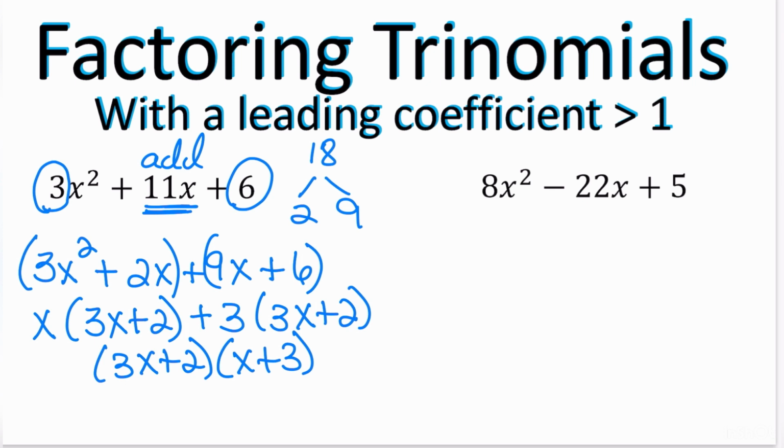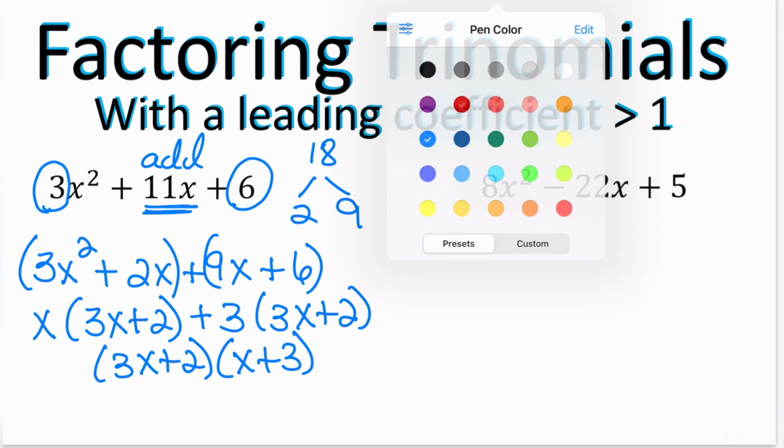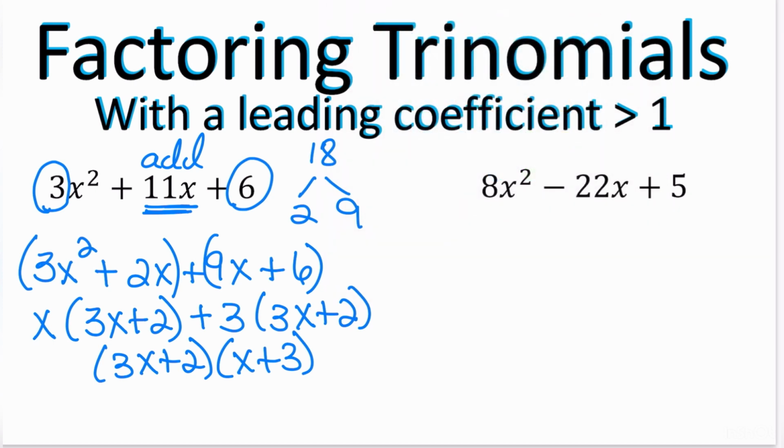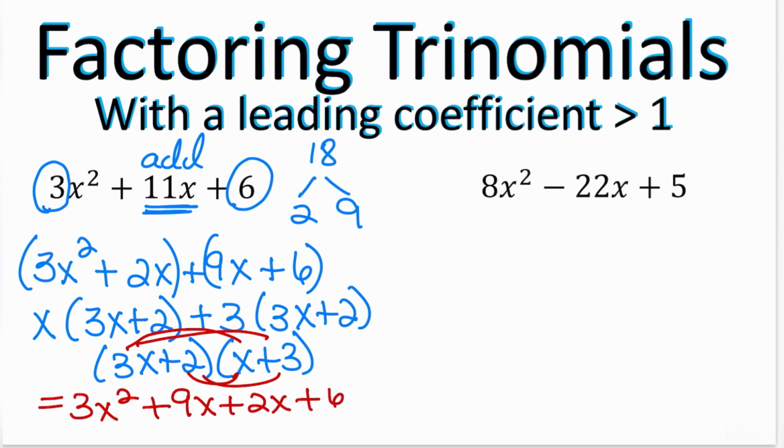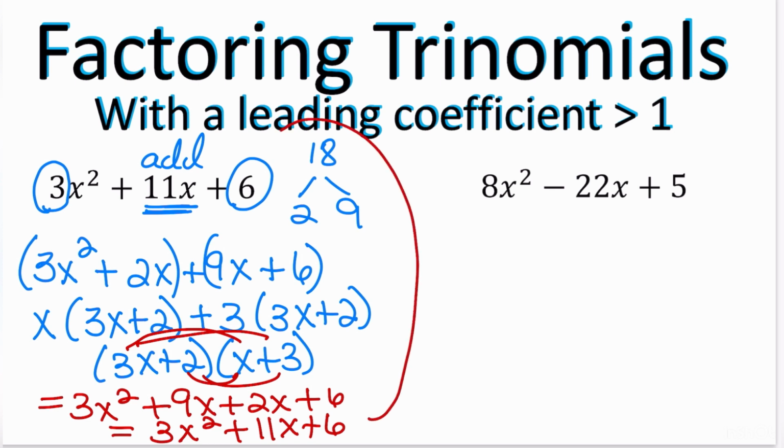And the way I've done it in every single video on factoring so far is that we're going to check this by distributing. So if I multiply 3x times x, I get 3x squared. 3x times 3 is 9x. 2x, basically in this case, if I multiply 2 times x, and then finally plus 6, and that gives me 3x squared plus 11x plus 6. So I'm exactly back to the beginning of the problem.